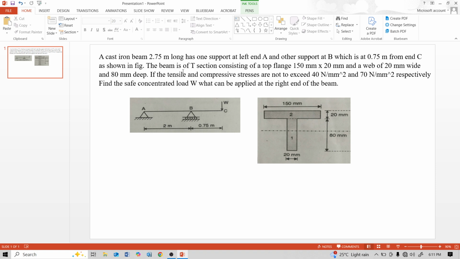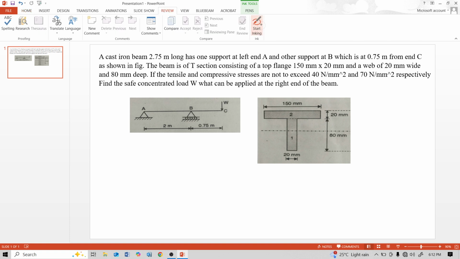The beam is of T section consisting of a top flange 150 mm wide and 20 mm deep, and a web 20 mm wide and 80 mm deep. If the tensile and compressive stresses are not to exceed 40 Newton per mm square and 70 Newton per mm square respectively, find the safe concentrated load W that can be applied at the right end of the beam. So we have to calculate this load W.